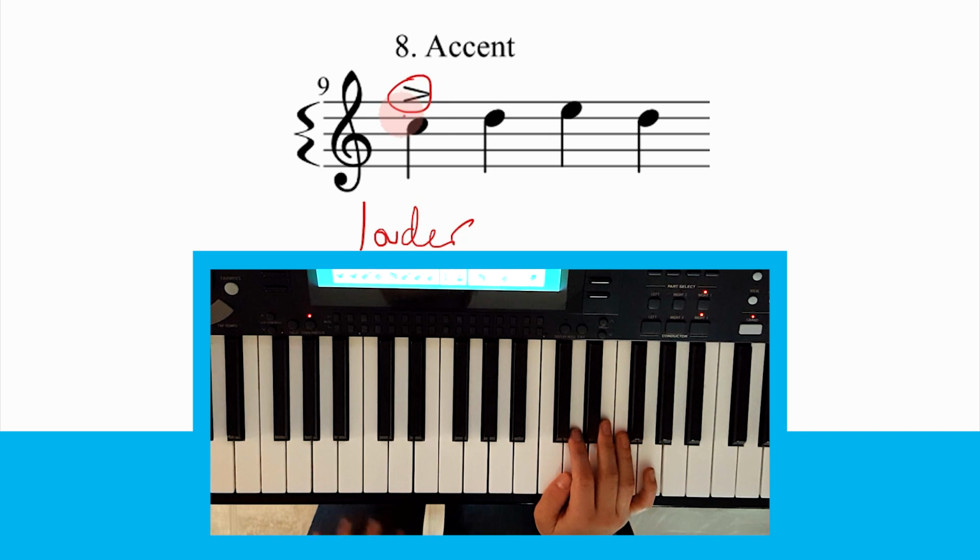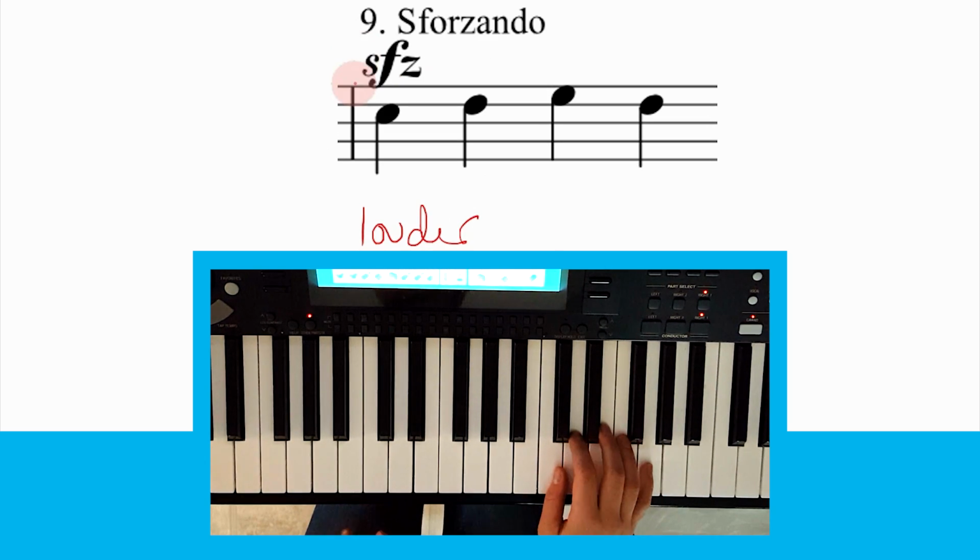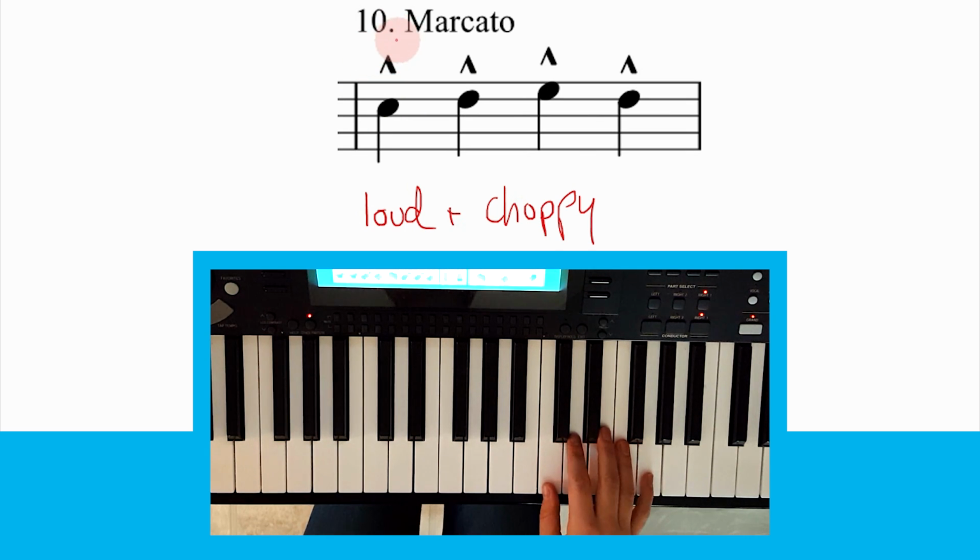This is a regular old accent. This just means play louder and more forceful than the other notes around it. Forzando means forced. Basically, it's the same thing as an accent. You just play it louder. Marcato is like if an accent and a staccato had a baby. You want to keep it choppy, but louder and with some oomph.